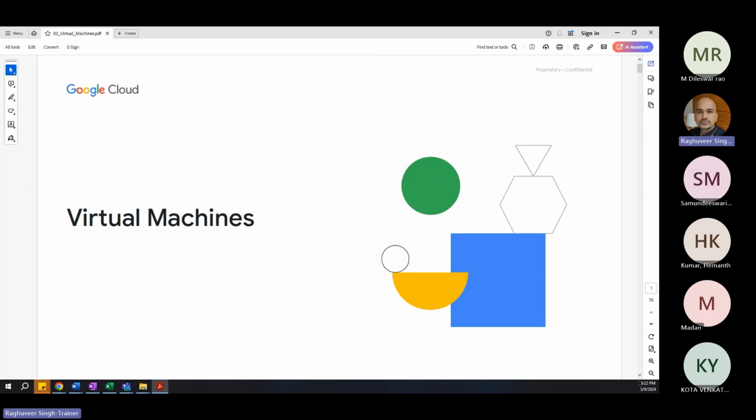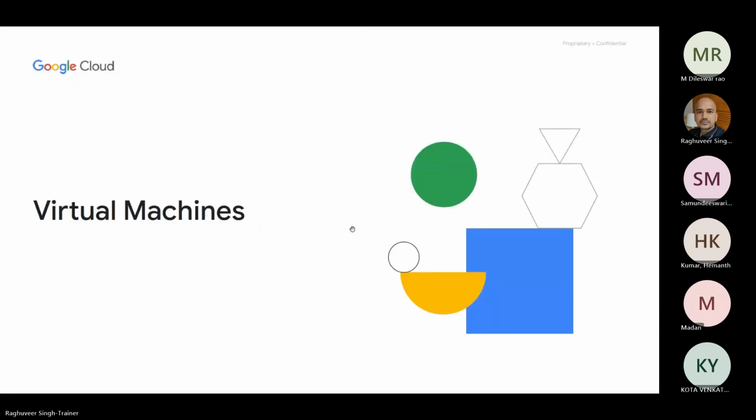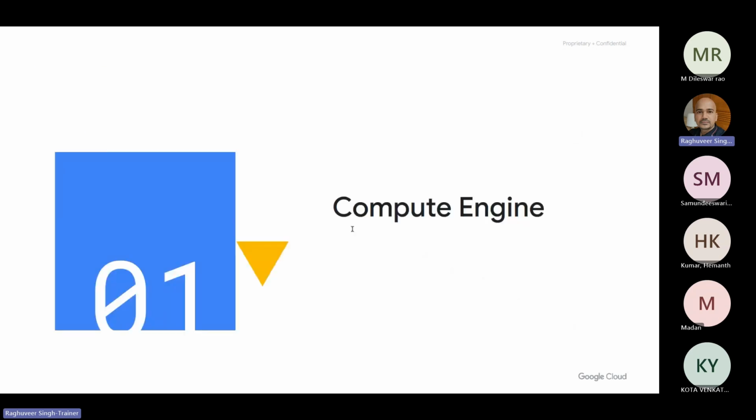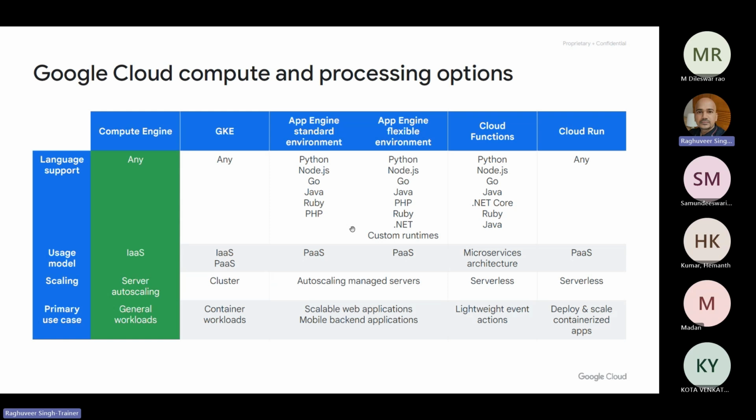So let's look at virtual machines. Okay, now when it comes to virtual machines, we'll talk about compute engine. And when we look at compute engine, these are the options which are available. These are my compute services which are available. Now look at this slide carefully, and then we'll talk about it.